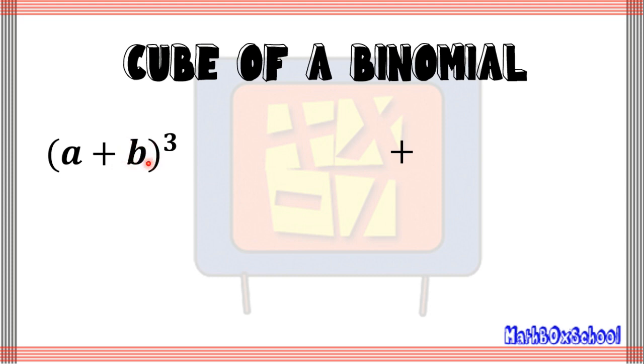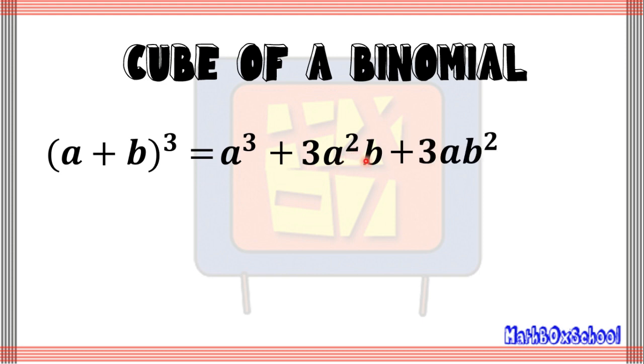So, if we're going to cube a plus b, we have cube of the first term plus 3 times the square of the first term times the second term plus 3 times the first term times the square of the second term plus cube of the last term or cube of the second term. And that is a plus b.